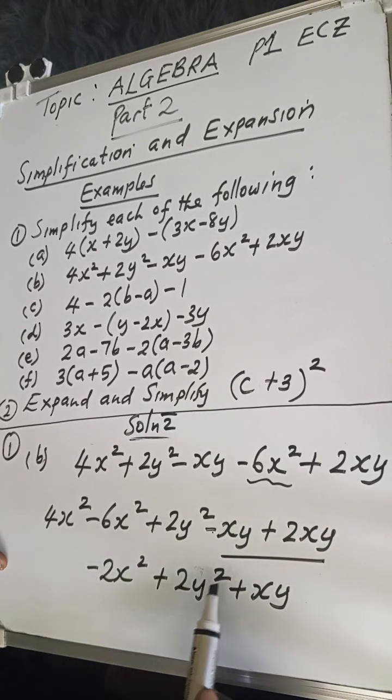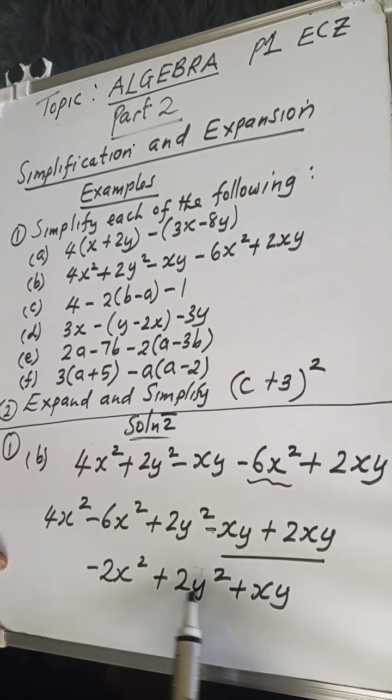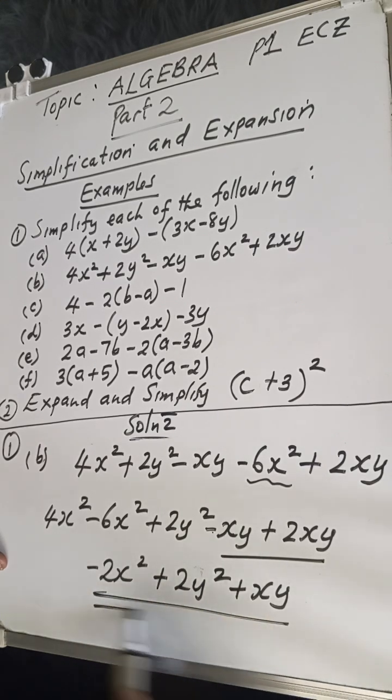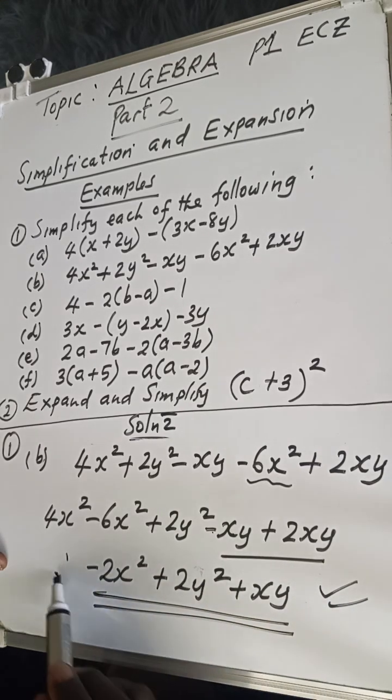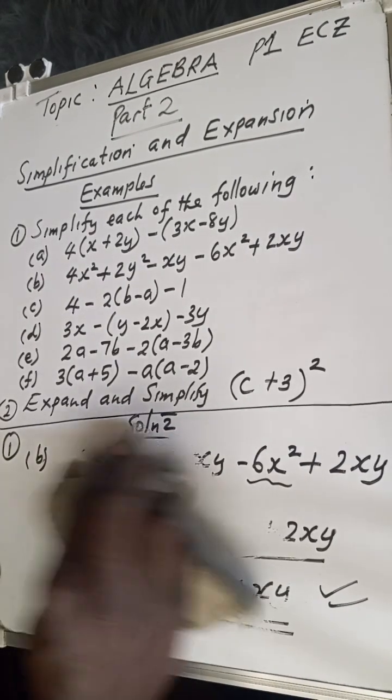So this and that, don't be tempted, they cannot be added. This is 2x squared and this is 2y squared. These are unlike terms, they cannot be added. So this is how far I can go, and that means I've actually simplified the expression there. All right, so that's what we mean. Let's move on to C.